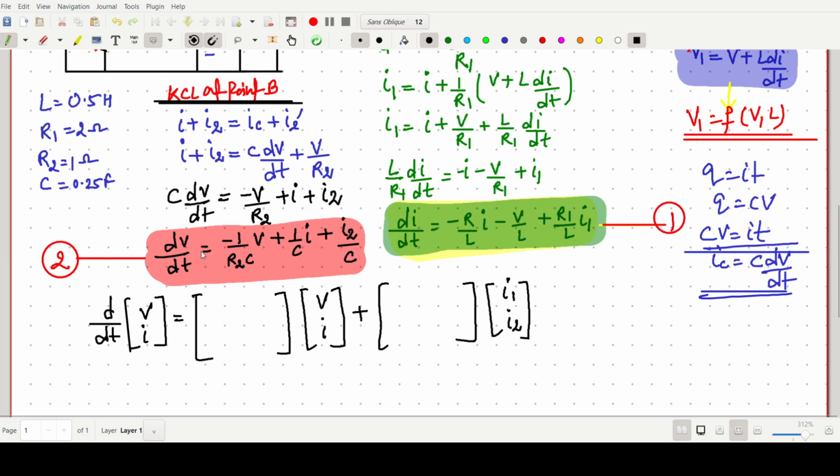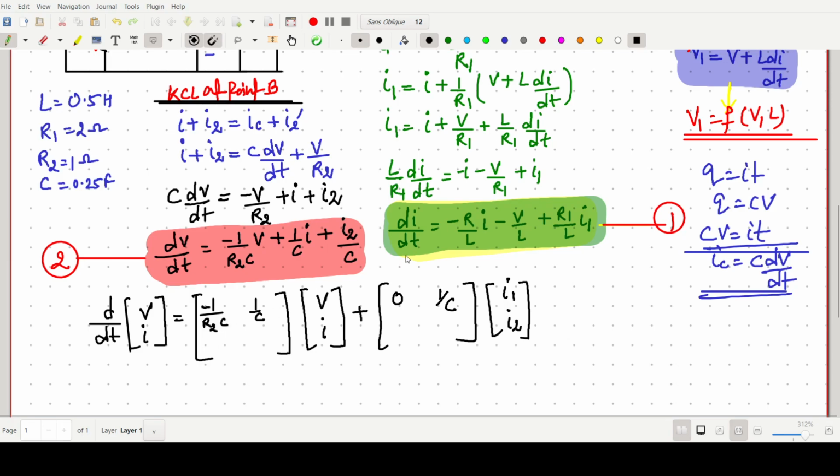So V. Now here what we can say, the V will be minus 1 by R2 C. Then after, what we can write, 1 by C, 1 by C, right? As it is. Now it should be I2 C. So 0 and it should be 1 by C. Okay, just think, it is very simple.